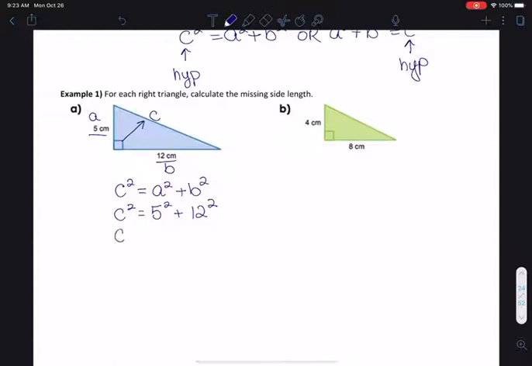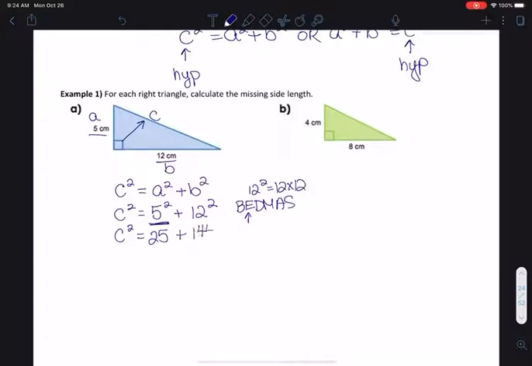So C squared is equal to, first we square the 5. BEDMAS tells us to do the exponents first. Brackets first, but there aren't any, so we go to exponents. So that's 25. And then plus 12 squared. In your calculator, you have a little square button. Remember that 12 squared really just means 12 times 12, so if you can't find the button on your calculator, you could type 12 times 12.